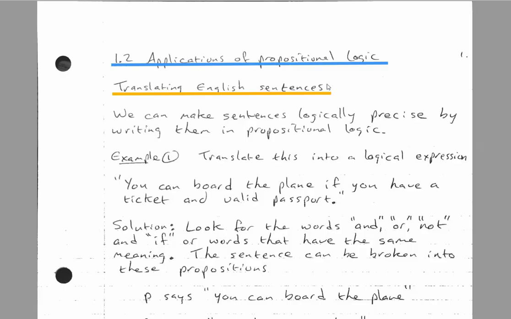We've introduced propositional logic. So in this section we look at some applications. Alright, this first part, translating English sentences. We can make sentences logically precise by writing them in terms of propositional logic.